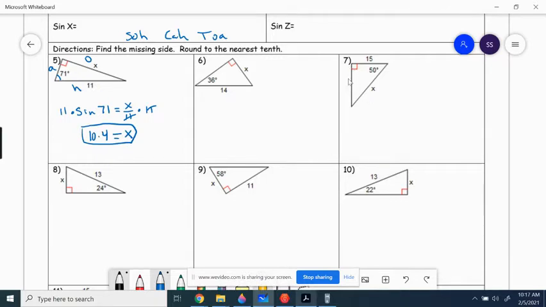Number 6 is going to be pretty similar. Number 7, we'll do number 7. Again, always start with labeling our sides in terms of the angle that we're comparing. So we're looking at this 50-degree angle. The side that's 15 is going to be our adjacent side. And across from the right angle is our hypotenuse. And we don't need it for this problem, but we can label this as our opposite side.